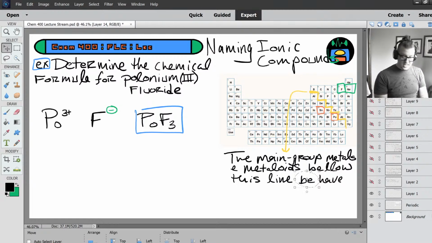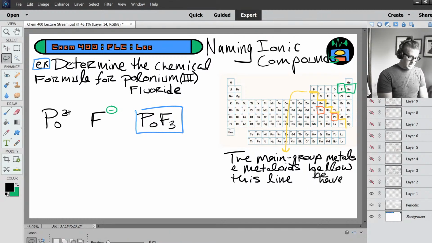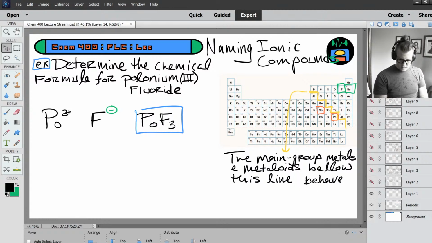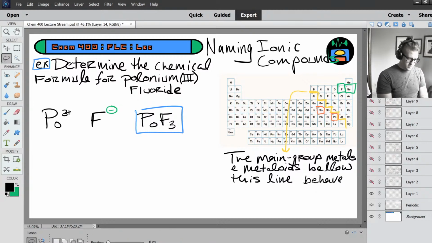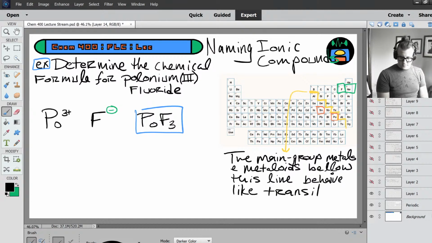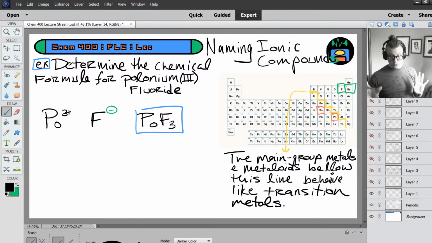All right, and again, we will get into the reason why that is a little bit later in the semester. But for now, as far as naming goes, let's flip that back. These behave like transition metals. We'll talk about the why in the future, but for now, just roll with that.